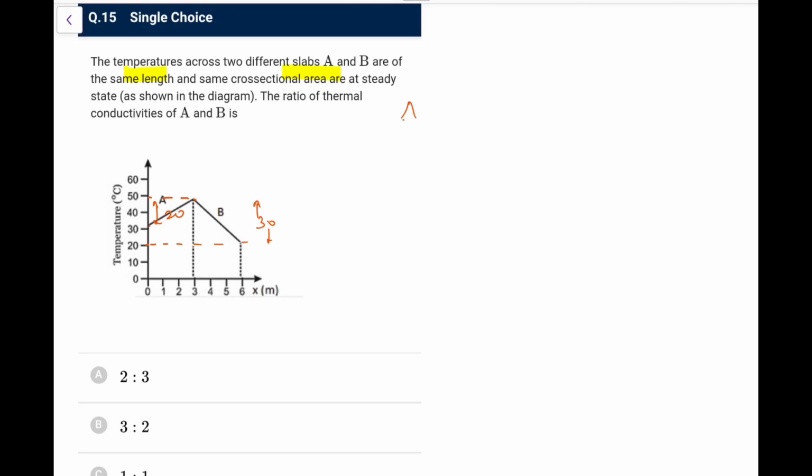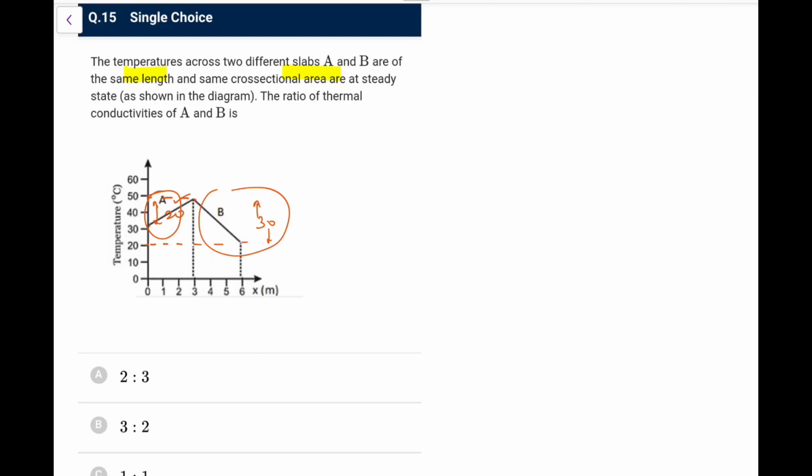So what I can say, this delta T, this temperature drop across two different slabs of same area at steady state. So the ratio of the thermal conductivity will be, directly I can say this is having a more drop, this is having a lesser drop. Lesser drop means it is more conducting, so conductivity of A is greater than conductivity of B.